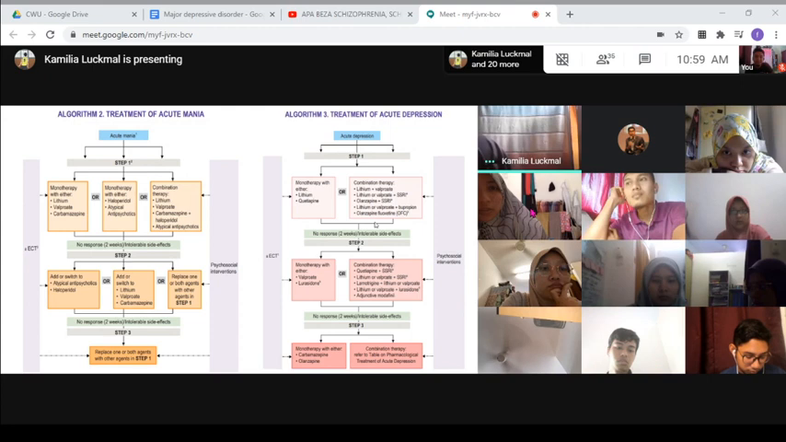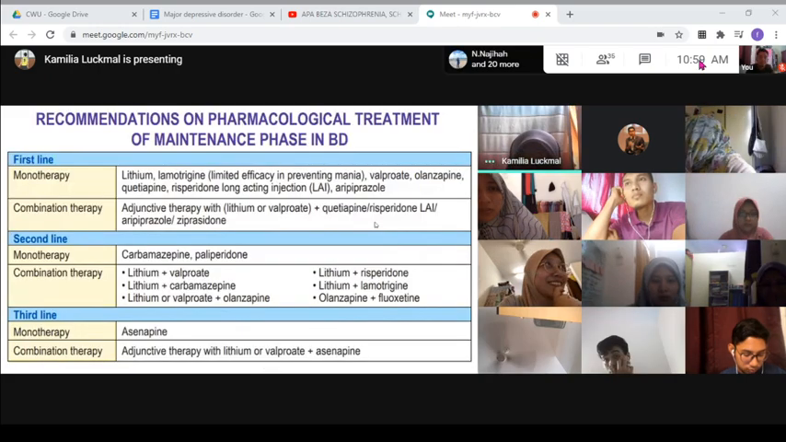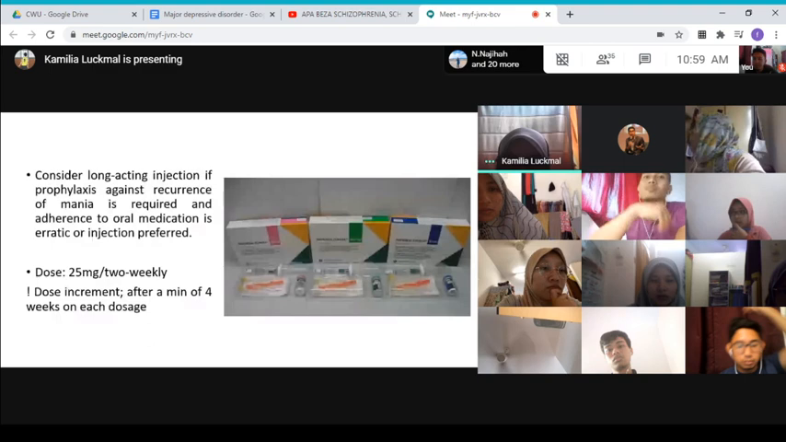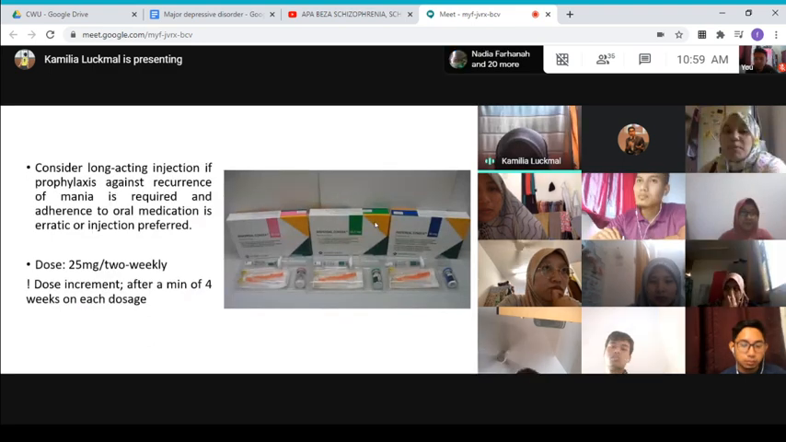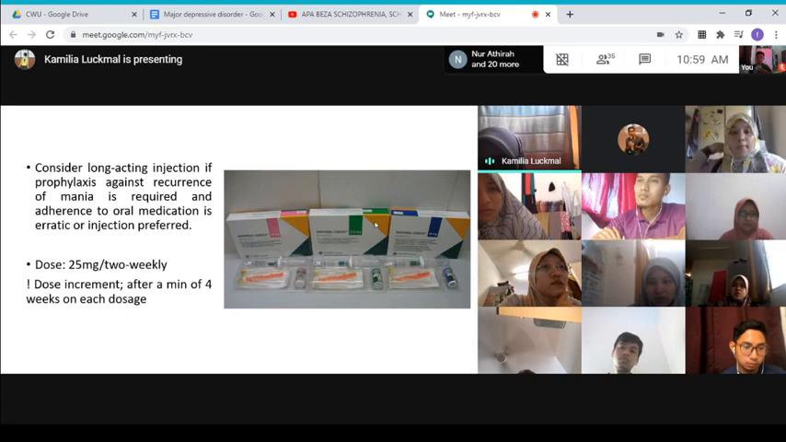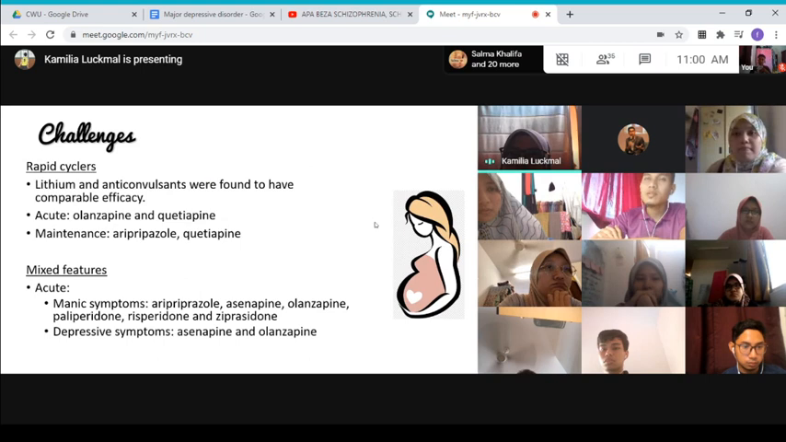This is the pharmacological treatment for maintenance phase in bipolar disorder. You can read this later. For the risperidone long-acting injection, it is considered if prophylaxis against recurrence of mania is required and adherence to oral medication is erratic or injection is preferred by the patient. And then the challenges in treating the patient are the rapid cyclers and the mixed features, because rapid cycling is associated with difficulty in treatment. So the treatment stated here is what I read from the CPG.